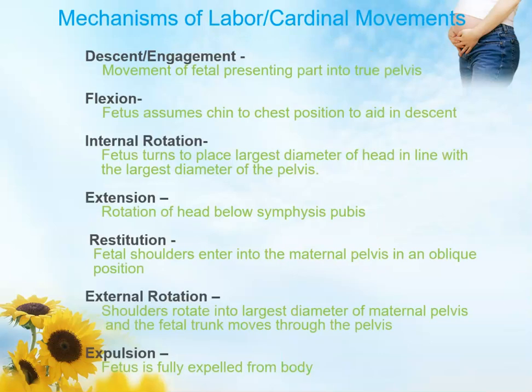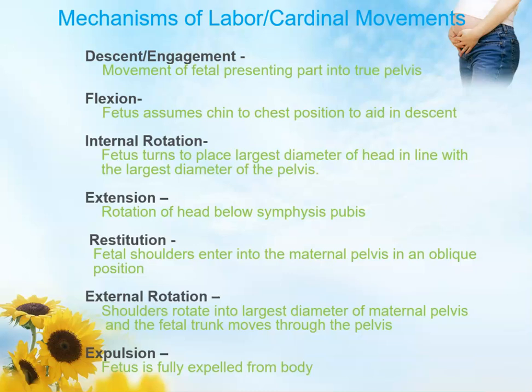There are mechanisms of labor, and we call these cardinal movements. This is definitely something you want to know. Descent and engagement is the movement of the fetal presenting part into the true pelvis. So when the baby's engaged, we know that the presenting part is in the true pelvis. Then flexion will occur. This is where the fetus will assume a chin to chest position to aid in descent. What easier way than to put the chin to the chest to help the head pass through easily.